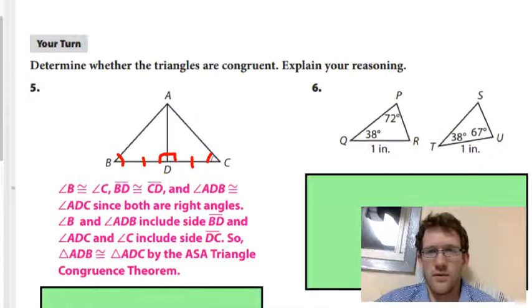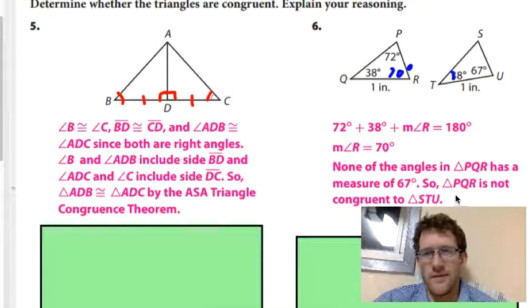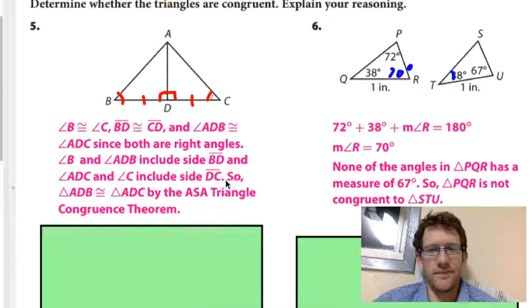Then we can come over here. We can do the same sort of deal. We have a 38-degree angle. Well, that probably corresponds with this one. We have this 1-inch side, so that's here. Let's figure out what this angle is. 38 plus 72 is 110. So that means this is 70 degrees. Are any of these angles over here 67? No. Therefore, we can conclude that these two triangles are not congruent, because none of these angles correspond. Well, some may correspond, but they're not congruent to angle U here.